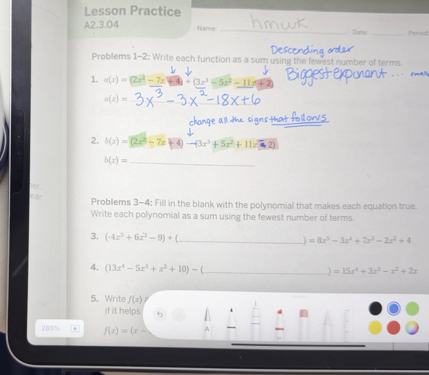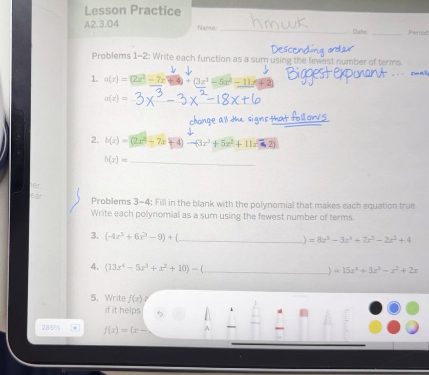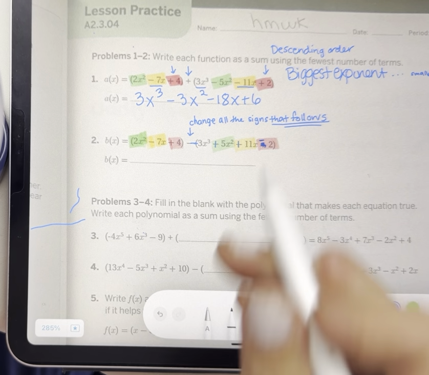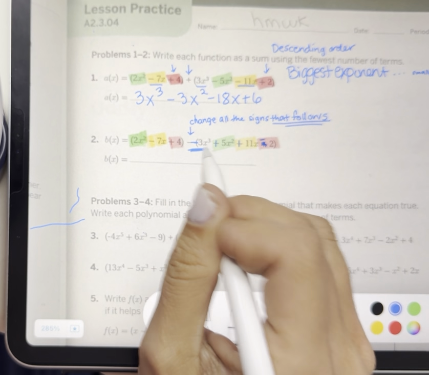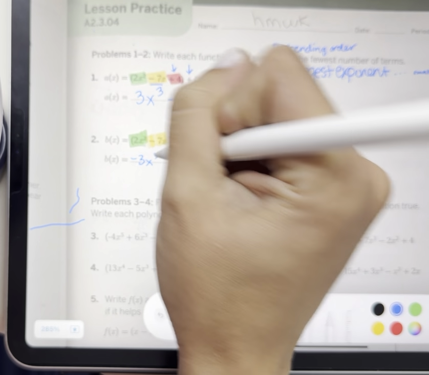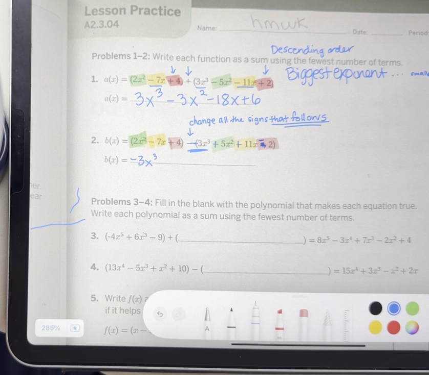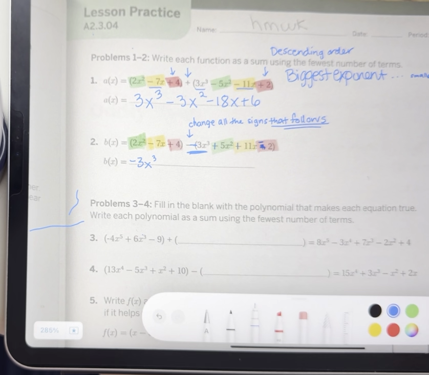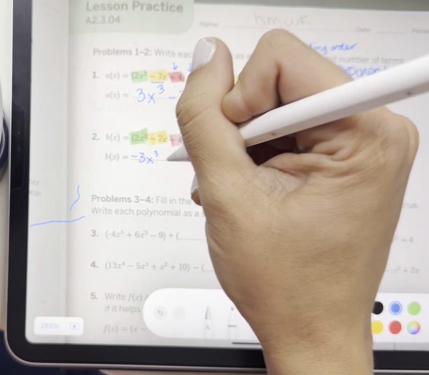Okay, so now here we go. Again, what I want to do is this in descending order. All right? So I'm going to start with the biggest term, the x cubed, and this time it's negative 3x cubed. And then I do the x squared. This time it's 2x squared plus 5x squared. So that's 7x squared.